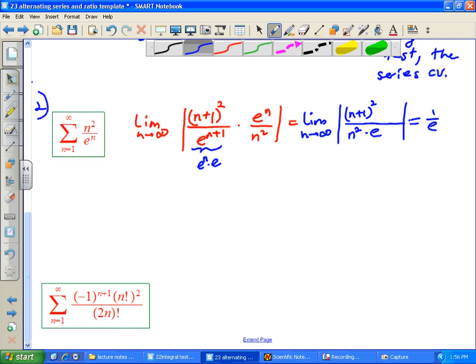And is that less than 1? Definitely, because e is 2.718, right? So this is less than 1. Therefore, the given series converges or adds up to a finite answer. That's what converges means. The given series converges by the ratio test.